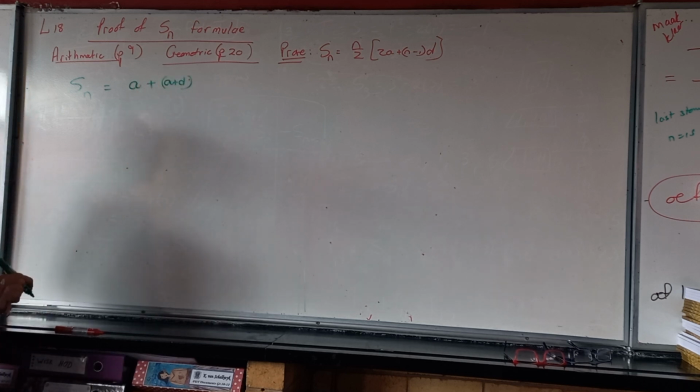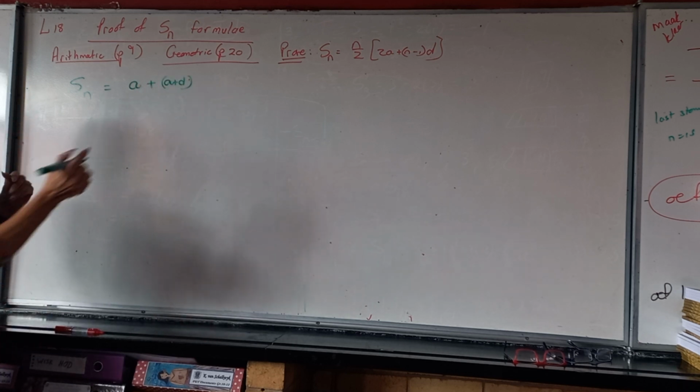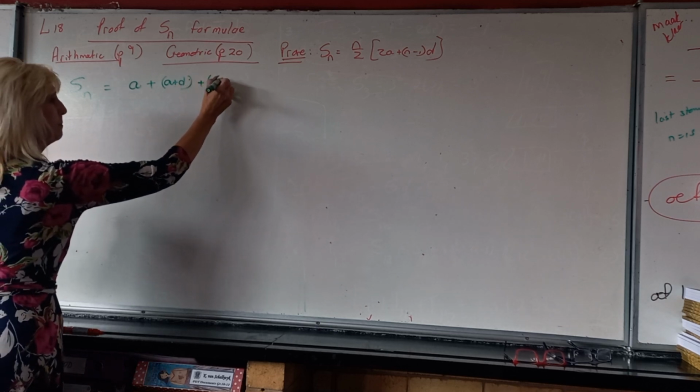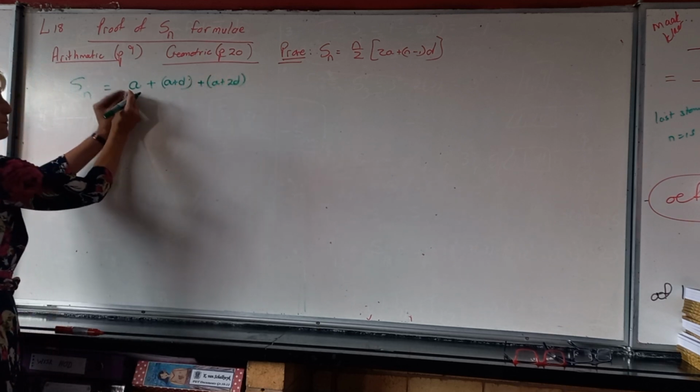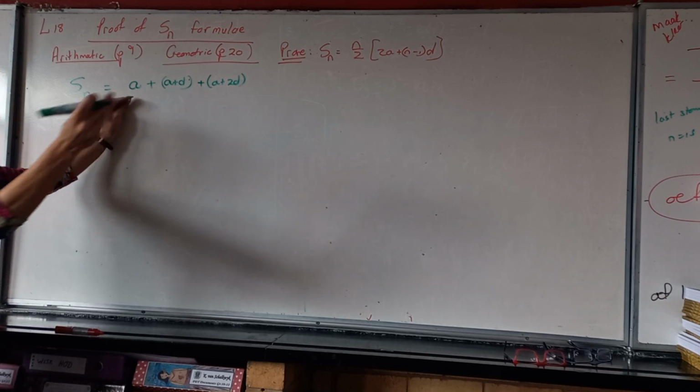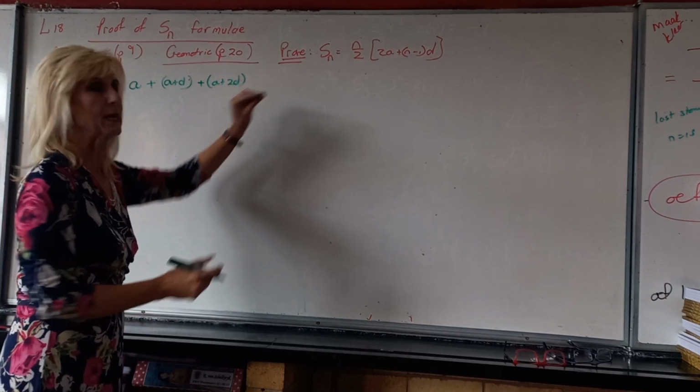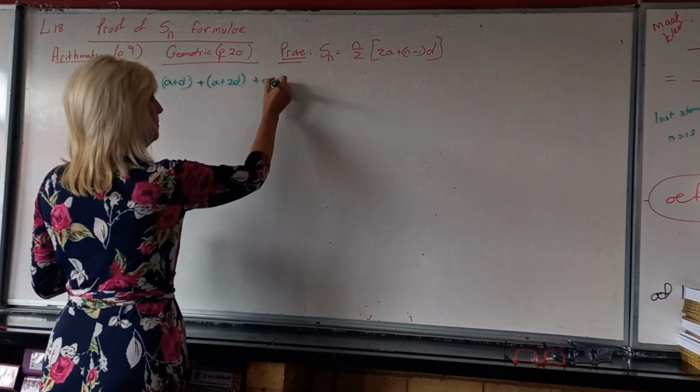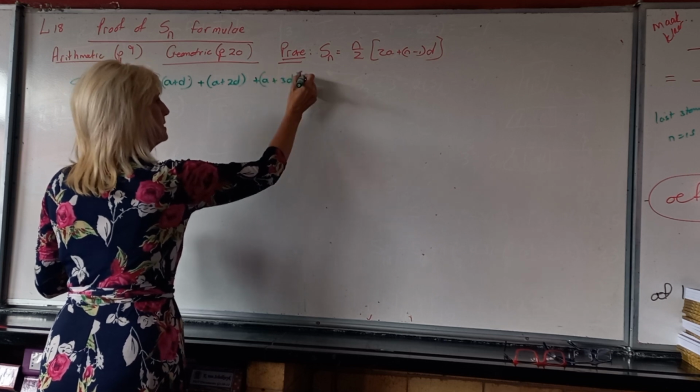Are you with me here? What would be the third term? A plus 2D. So it's the first one plus twice D. And so you carry on. The next one would be A plus 3D. And so we carry on.